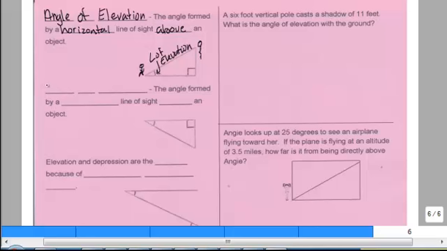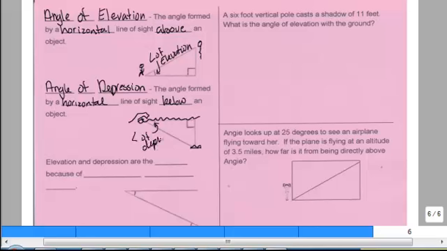And then we have something called angle of depression. The angle formed by a horizontal line of sight below an object. So let's say you're in the water and you're swimming, and you look down and you see like a little turtle down here. So this right here would be your angle of depression.